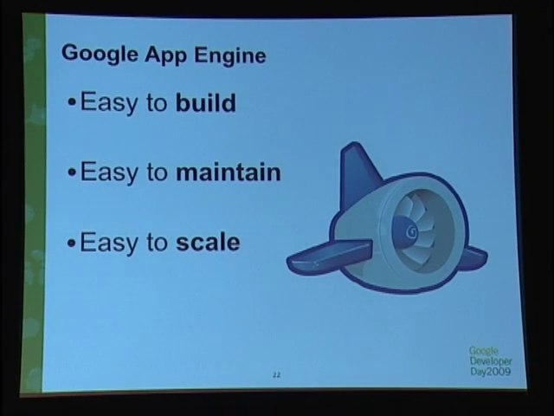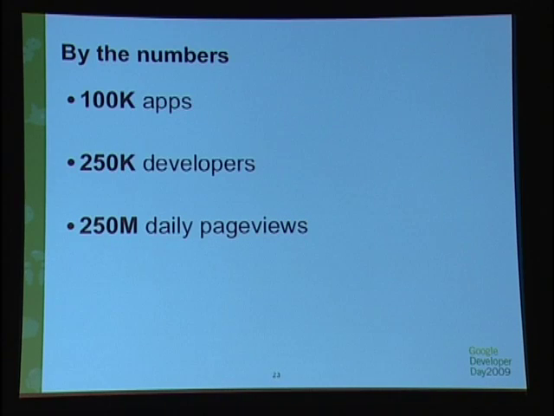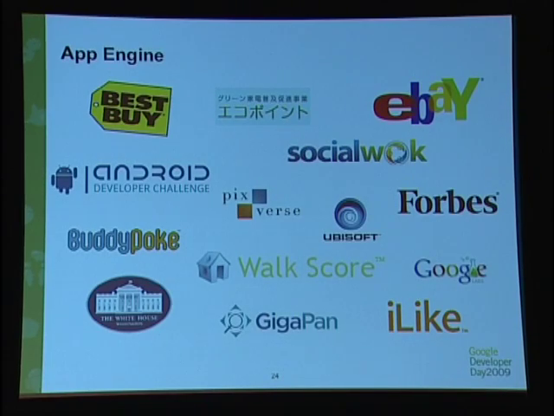Now today, App Engine is about 100,000 developers that have built over 250,000 applications, and each day the platform serves about 250 million page views. So that gives you a sense of the scalability. We have quite a few people using App Engine. Here are some of the prominent names.